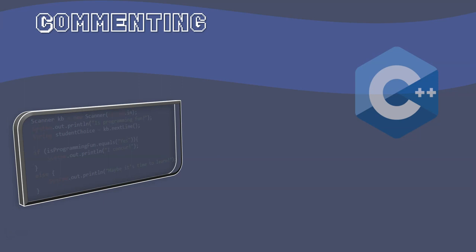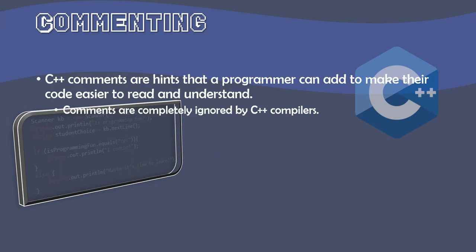Now, we, of course, should mention commenting real quick while we're diving around here with input and output, because comments, of course, are very important. C++ comments are hints that the programmer can add to make their code easier to read and understand. We know that comments are used for things like documentation. They are used for things like, hey, I didn't finish this project today. I need to come and finish it tomorrow.